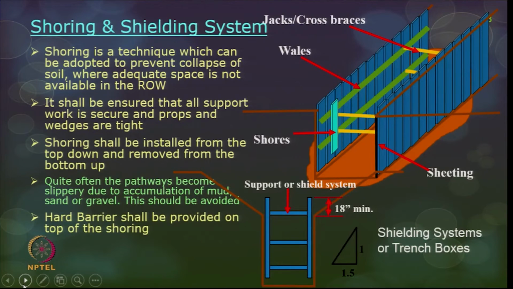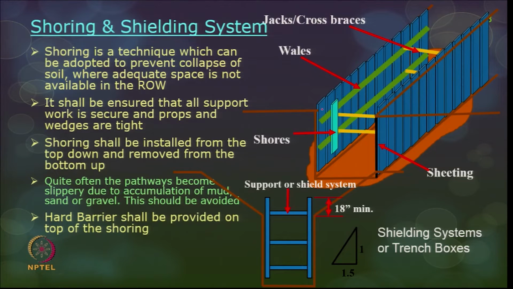Next, artificial systems: number one is shoring and the other one is the shielding system. Shoring is a system which can be adopted to prevent collapse of soil when there is no proper right of way available for doing your natural sloping process. It shall be ensured that all the support work is secured, props and wedges are all tight, and the shoring is installed from the top down and removed from the bottom to top.